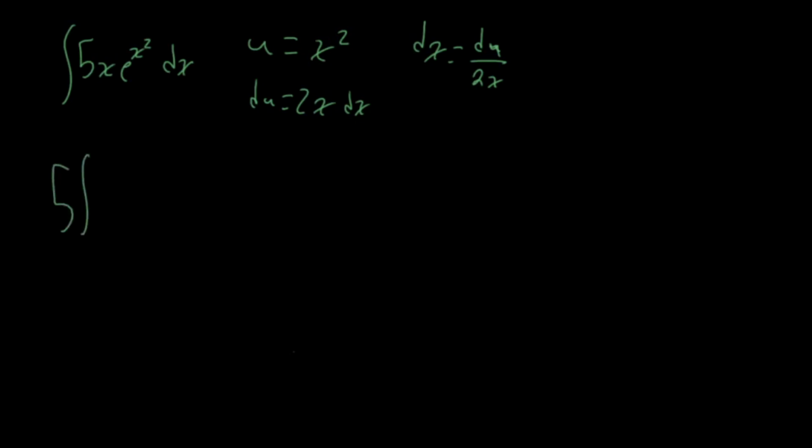I'm going to take this 5 and put it on the outside. Kind of wrote that a bit big. Okay. Take this 5. And I just accidentally erased this. There we go. My bad. And at 5, we're going to keep the x there because we have nothing that's equal to it. Times e to the x squared we said is u. And dx we said is du over 2x.